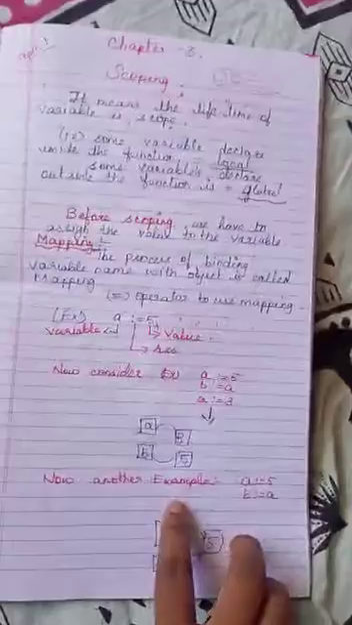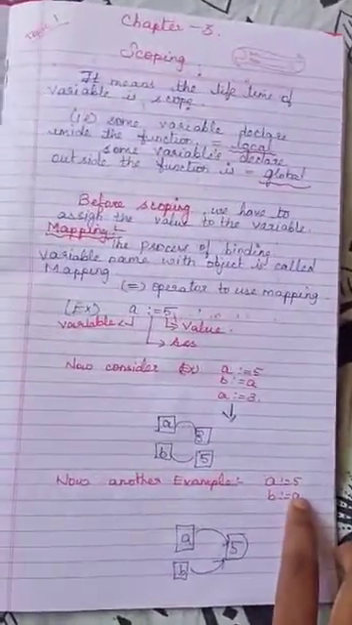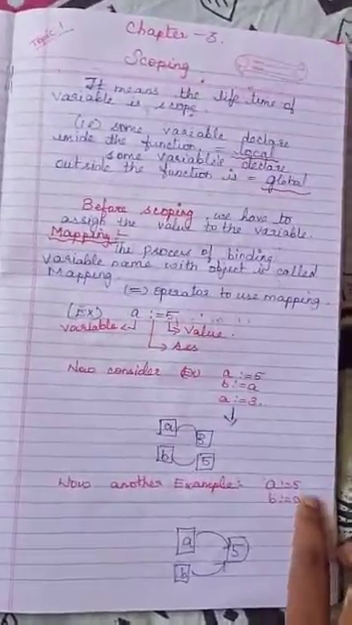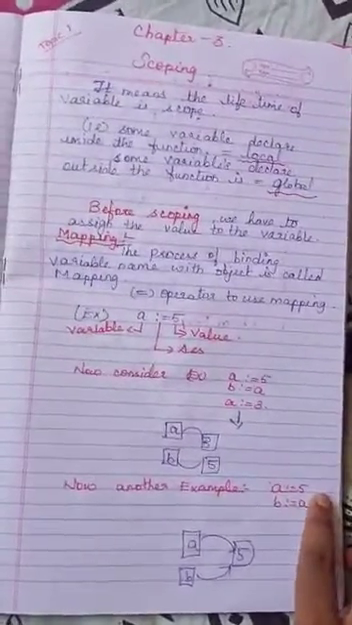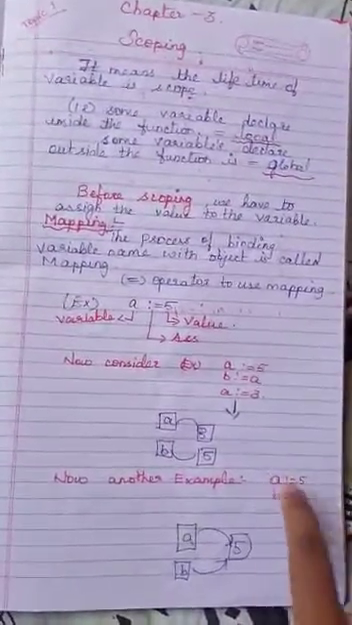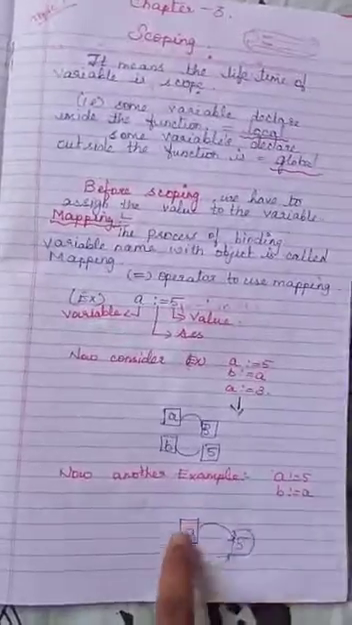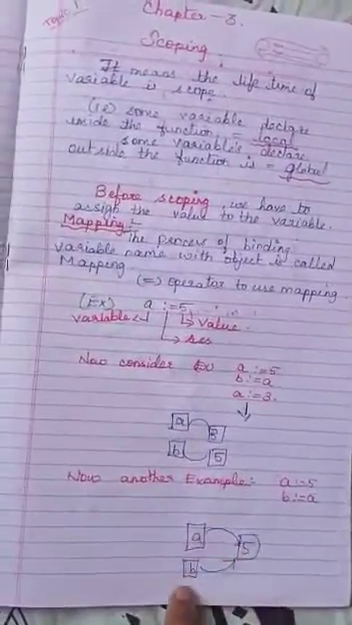For another example, a is equal to 5 but b is equal to a. Here they didn't give the direct value 5 for b. So directly, b's value is 5. So we map like this: a's value is 5 and b's value is also 5.